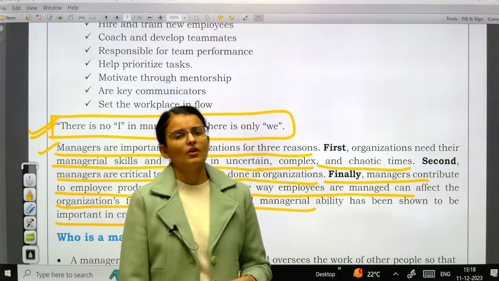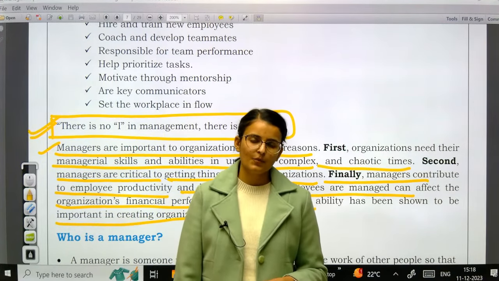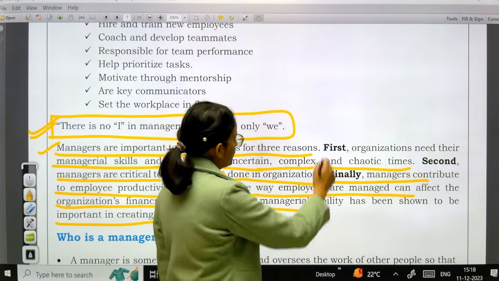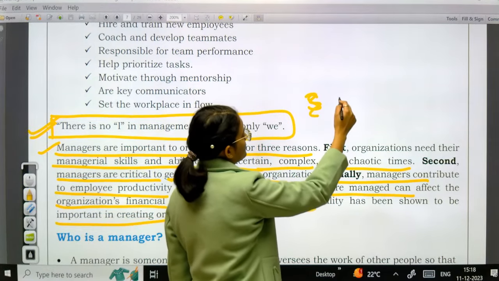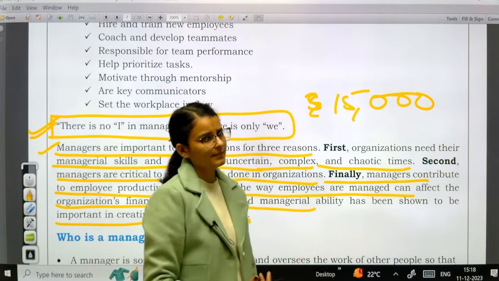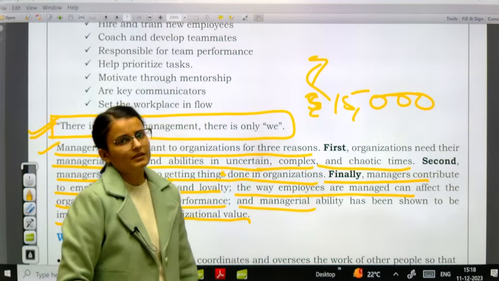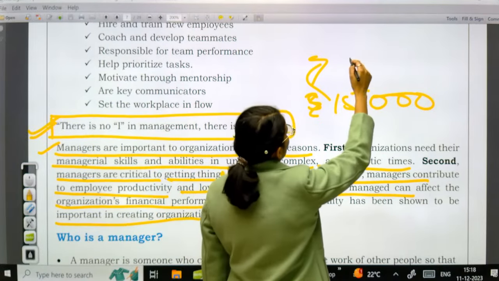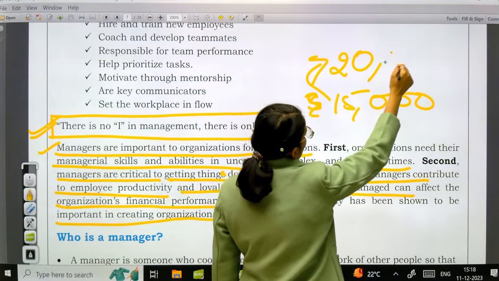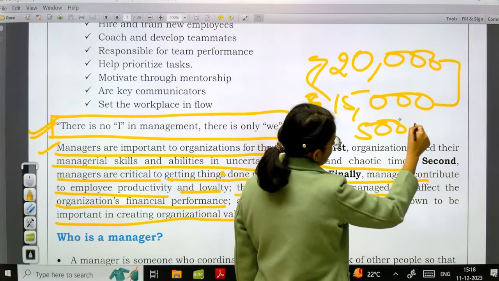Obviously, if an organization is not taking care of the needs of the employees, suppose the employees are getting only 15,000 monthly, which is below the daily wages as per the government rules, while they are doing work worth 20,000. So there is a gap of 5,000.